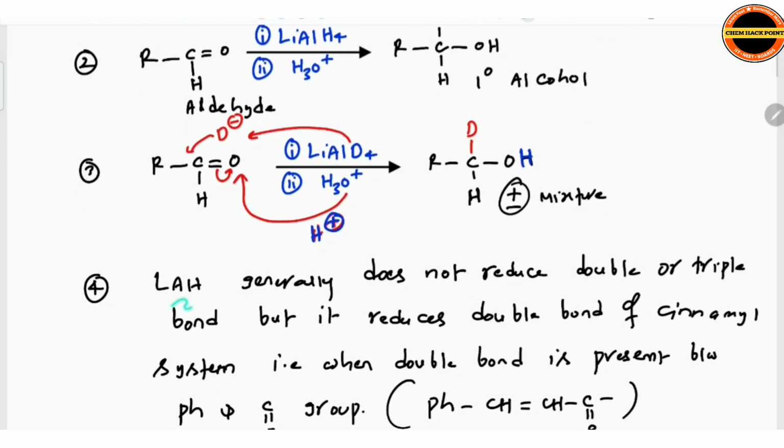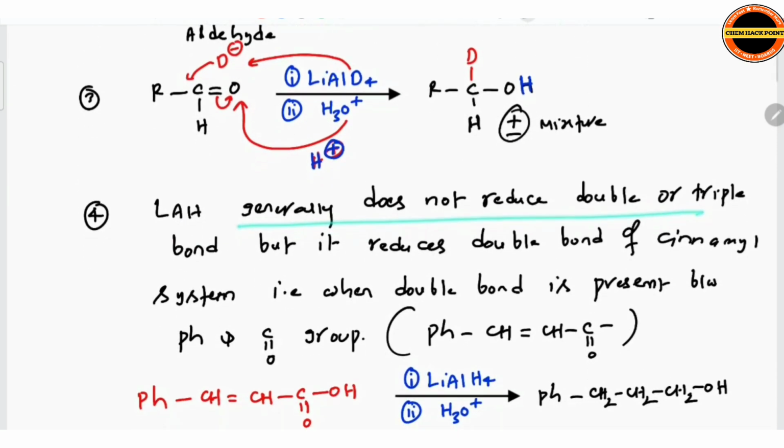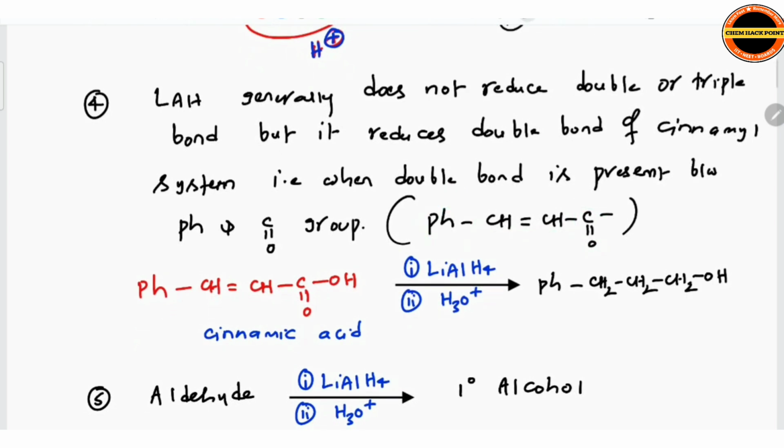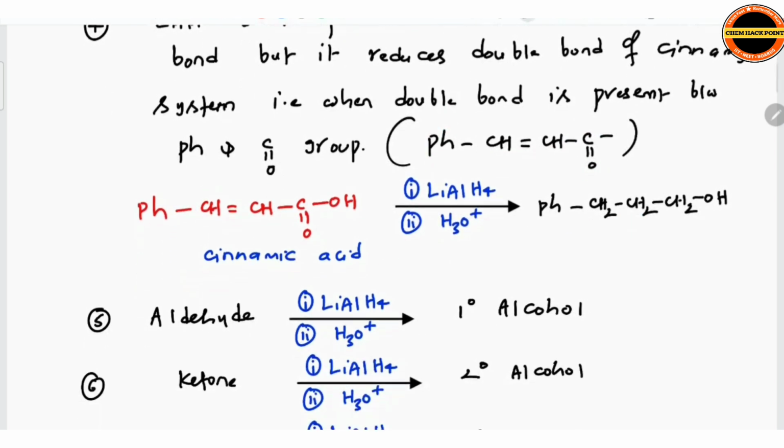So LiAlH4 generally does not reduce double or triple bonds, but it reduces the double bond of the cinnamyl system. That is, when a double bond is present between Ph and the C=O, like Ph in this system, in the Ph and CO system, if there is a double bond, then it can reduce it. See here, cinnamic acid, it can reduce the double bond also.